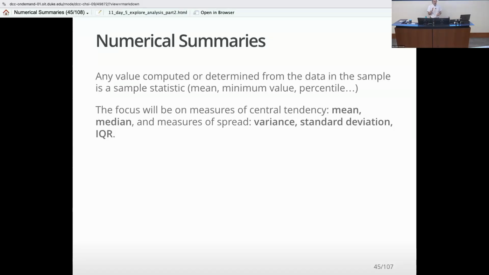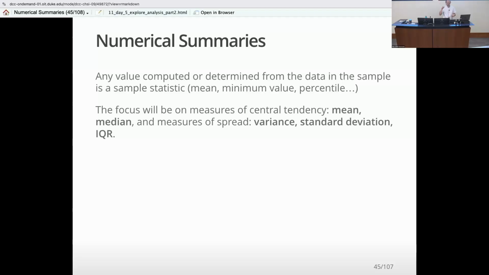So we can think about what's called a central tendency, and people are probably more familiar with the specific central tendencies like mean and median than the term central tendency. And you can also have measures of spread, which again, people are probably more familiar with the specific measures of spread like variance, standard deviation, and interquartile range.